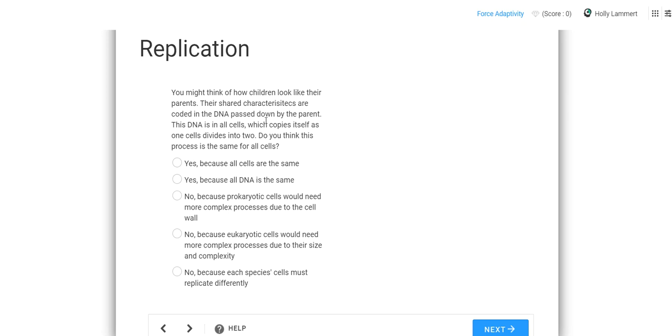You can say yes, because all cells are the same. And hopefully we don't select that one because we know from our previous lessons that there are different cell types. Yes, because all DNA is the same, and we know that DNA has different nucleotide bases. Those can be different. So no, because prokaryotic cells would need more complex processes due to the cell wall. I don't know, that doesn't sound quite right. No, because eukaryotic cells would need more complex processes due to their size and complexity. Or no, because each species' cells must replicate differently.